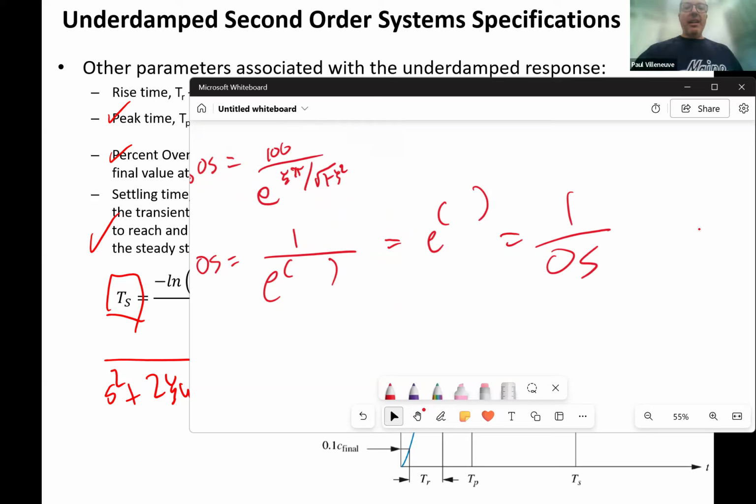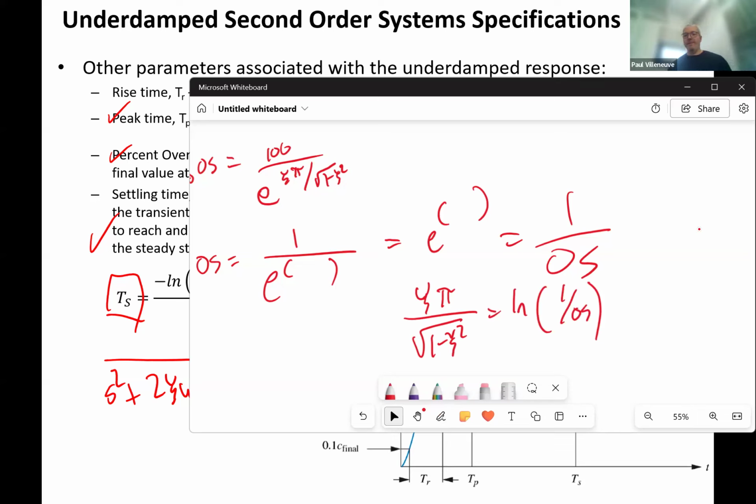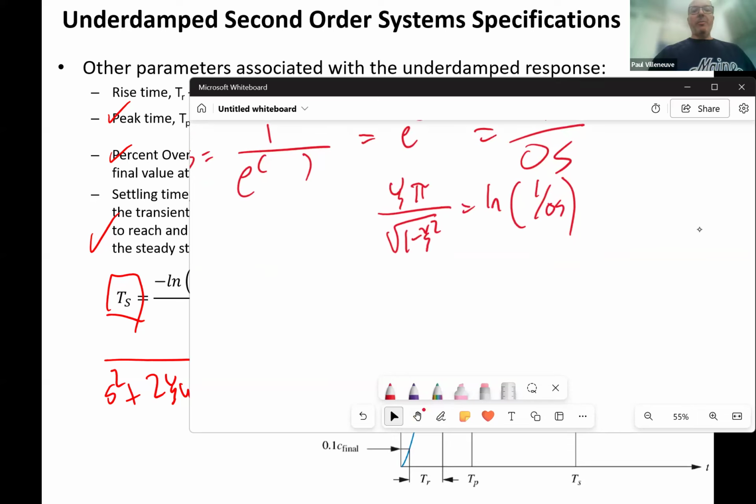Take the natural log, and now I've got zeta pi over the square root of 1 minus zeta squared is equal to the natural log of 1 over the overshoot. Multiply both sides by that.